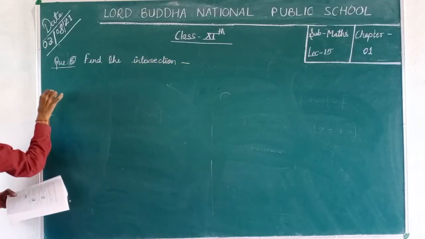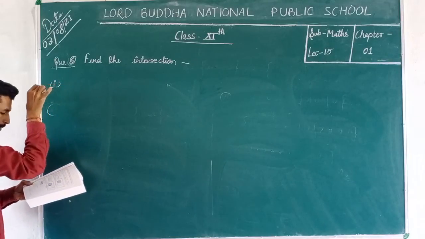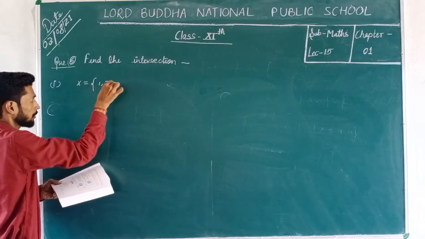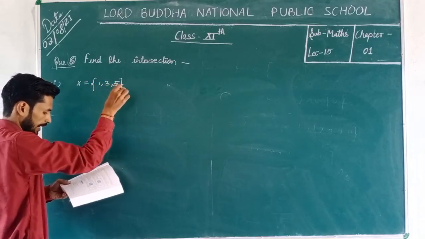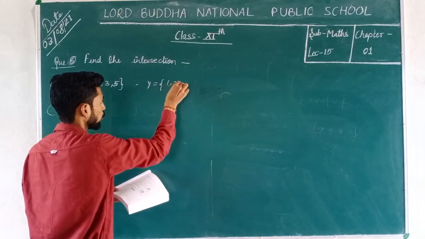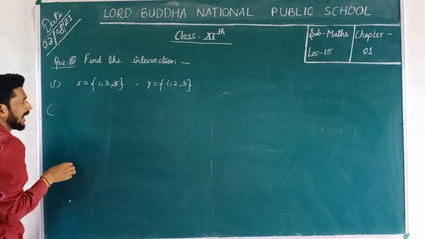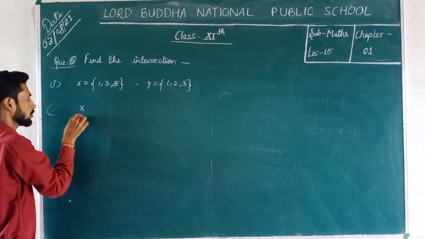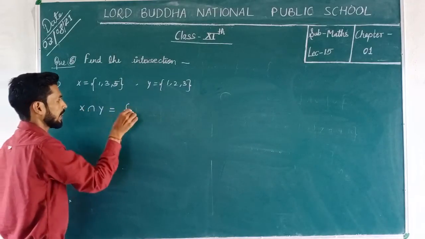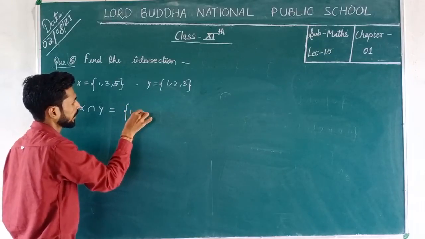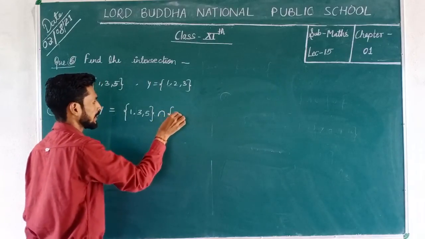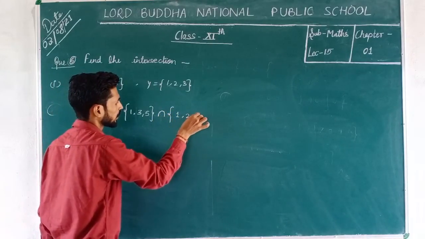Okay, so first part here in question number 5: X equals to, here the elements are 1, 3, 5 and set Y has elements 1, 2, 3. So we have to find the intersection. So X intersection Y, that's equal to, in X write the elements of set X: 1, 3 and 5. So take the sign of intersection. Now write the elements of set Y that are 1, 2, 3.